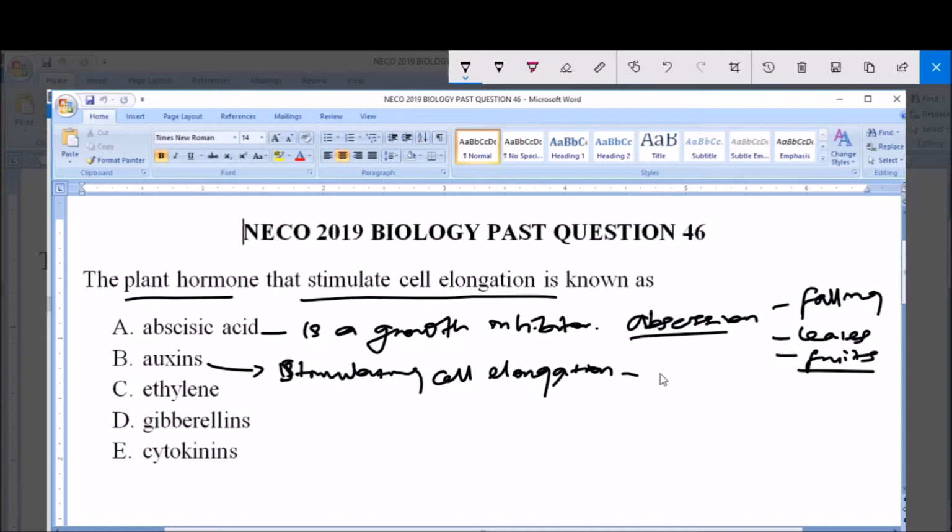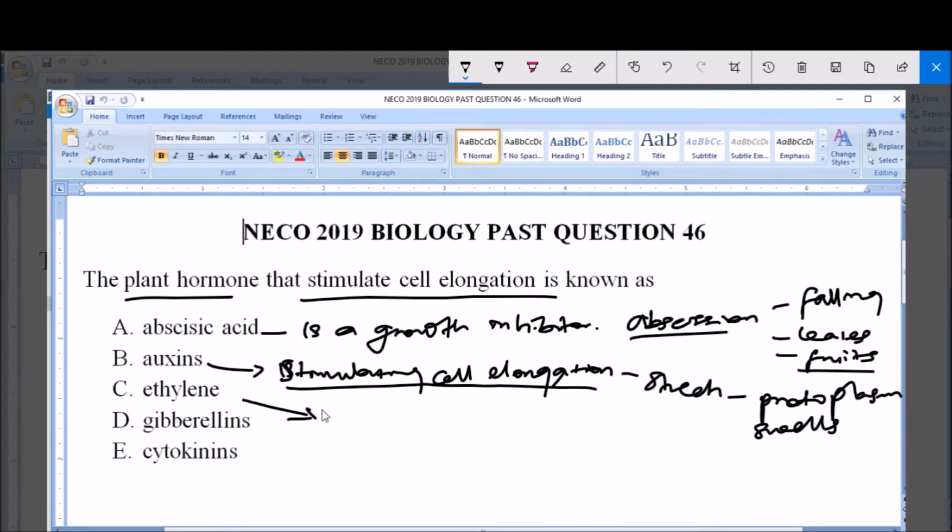So when the auxin goes to soften the cell wall, the cell wall is no longer rigid. It now makes it possible for this cell to stretch. They stretch as a result of their protoplasm swelling and also increasing in amount. So that is what brings about the cell elongation, which is produced by auxin.